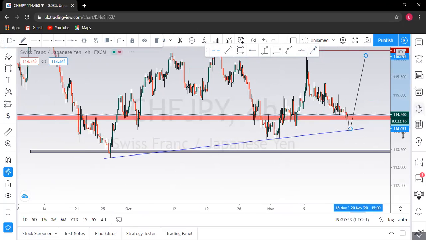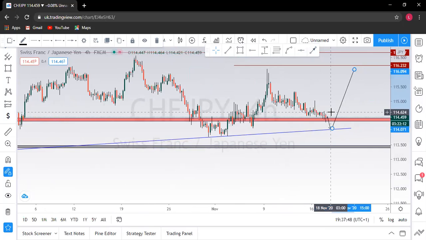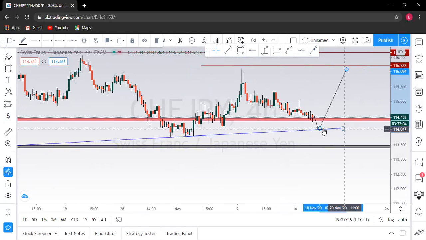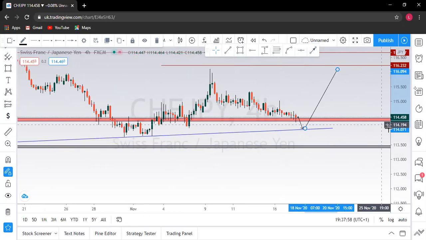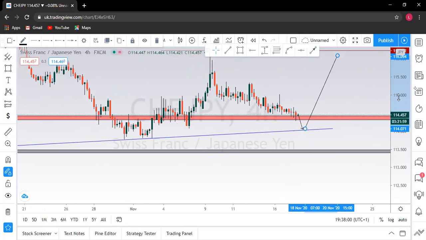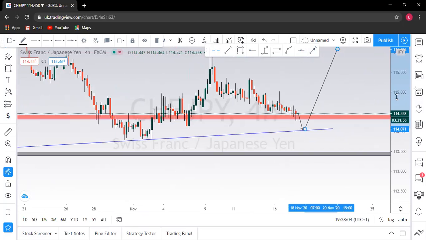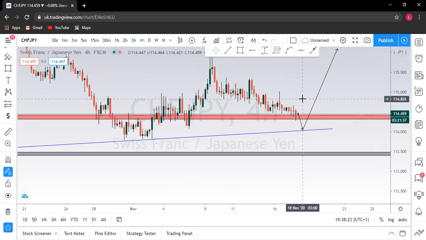You understand? So as it is now, you know the kind of candlesticks you need to look out for on a support, because basically this is a support. You know the kind of candlesticks you need to look out for on a support level to actually buy from, you understand?